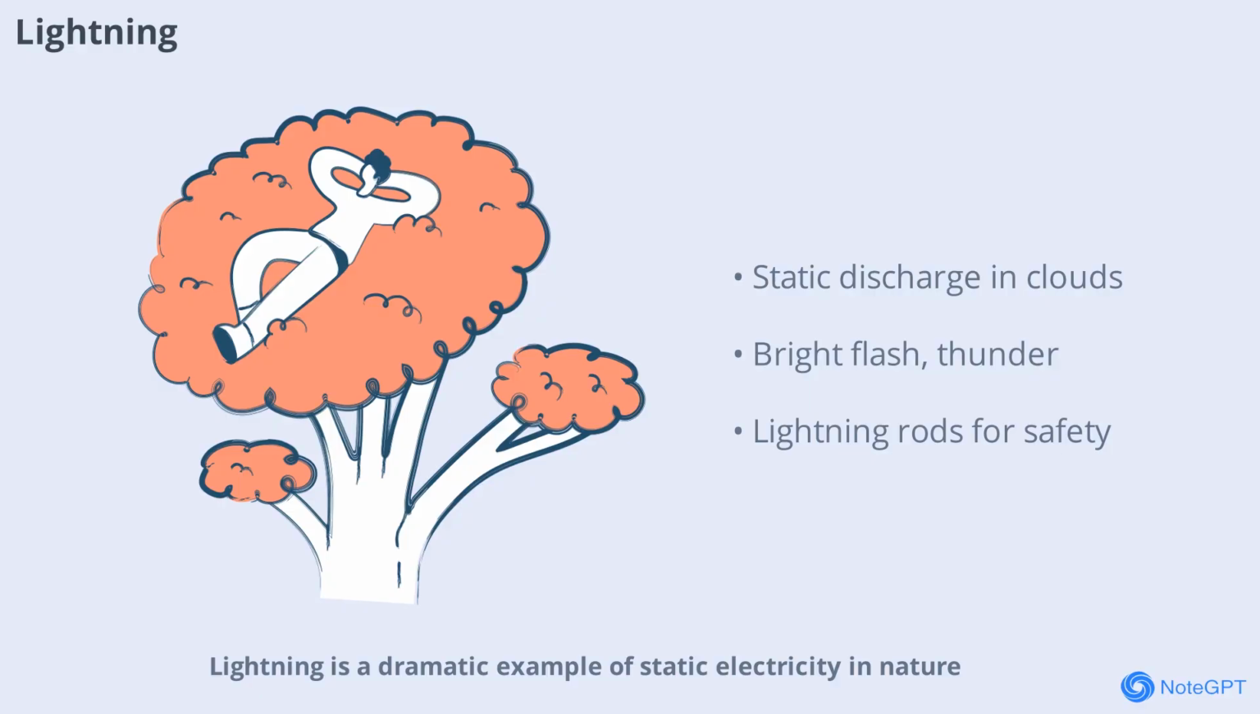Lightning is a dramatic example of static electricity in nature. It occurs when charges build up in clouds and discharge suddenly to the ground, producing a bright flash and thunder. Lightning can be dangerous, so it's important to stay indoors during storms. Lightning rods are used to safely direct lightning to the ground, protecting buildings and people.